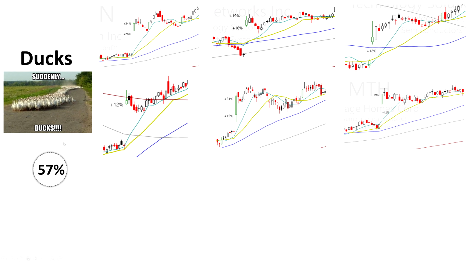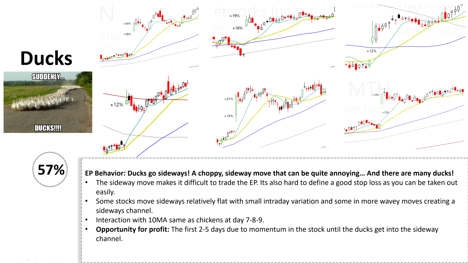The ducks, they move sideways and there are a lot of them, and this is how the chart looks. A little bit of move up and then sideways, a bit of up, sideways, up and down and sideways. So EP behavior that goes sideways. A choppy sideways move, sometimes it's not that choppy, it can be linear, but it's a sideways move that can be quite annoying, and there are many dots.